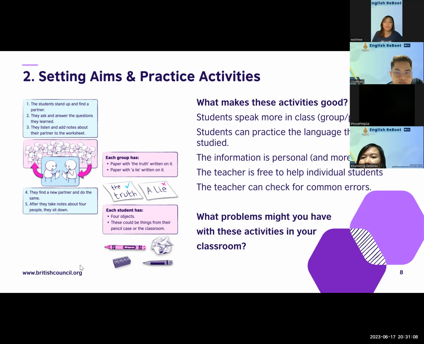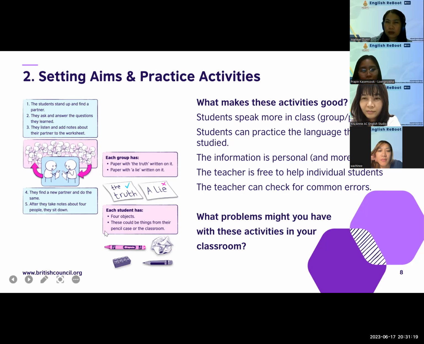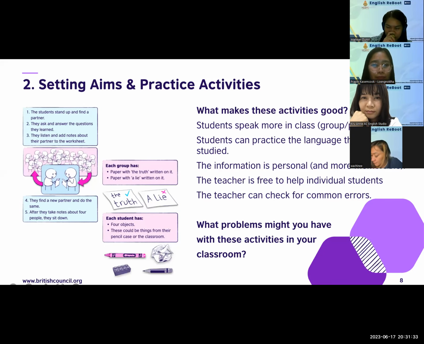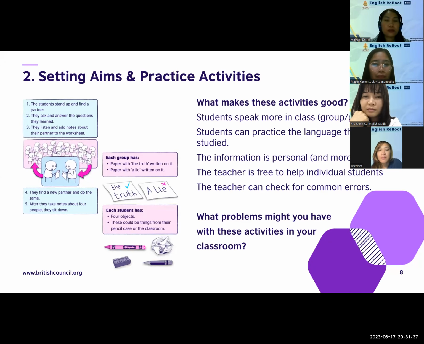Ajahn Ganjani, yes. All right. What problem might you have with this activity in your classroom? We already talked a little bit about the mingle and the truth and lie activity. Yes, please. My school is not a big school, so we are a little bit far, and the students mostly speak Thai. So I try to speak with them in English every hour. But they are not very confident to speak for longer, only for short. I think they can understand, but cannot speak out, you know.